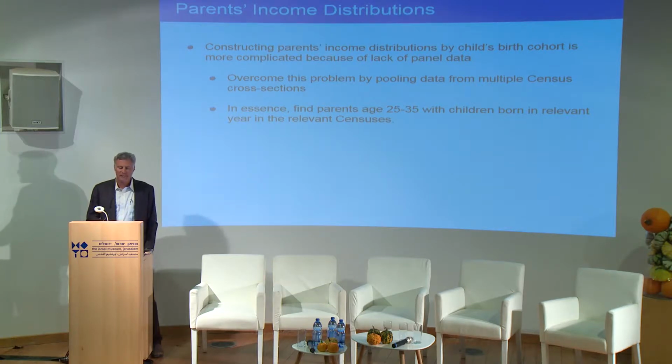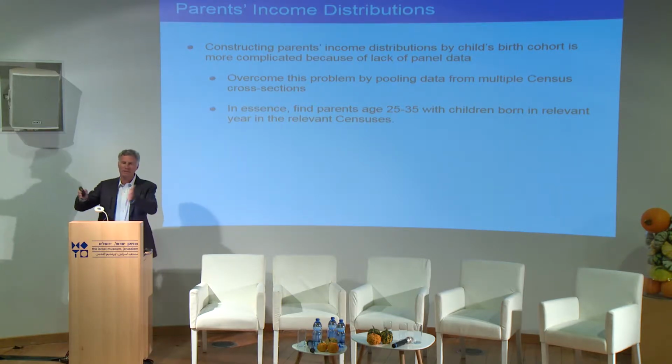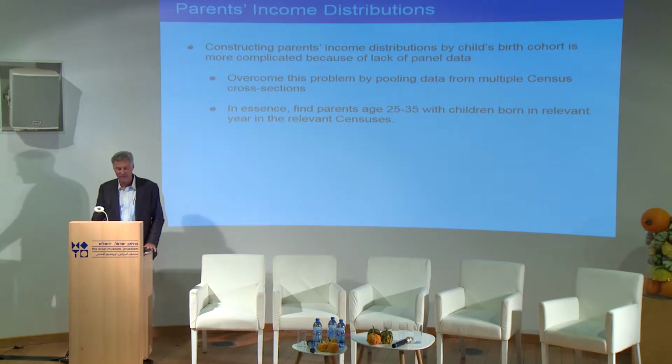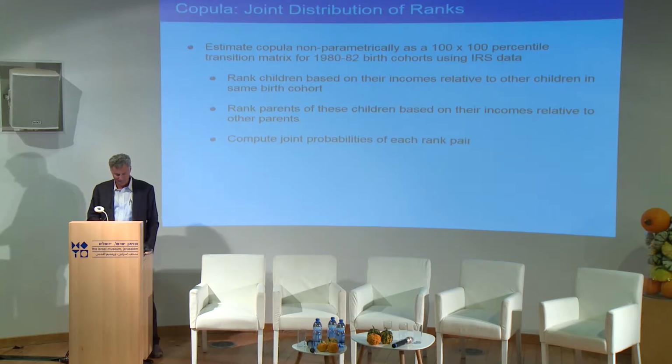There are lots of problems getting the parents' income distributions because they need to go to different censuses and look at parents who had children who were born in a particular birth year and then find those parents when they were in their early 30s. They're actually looking at parents between an interval of 25 to 35. There's a little bit of slippage. I won't go into too much detail on that.